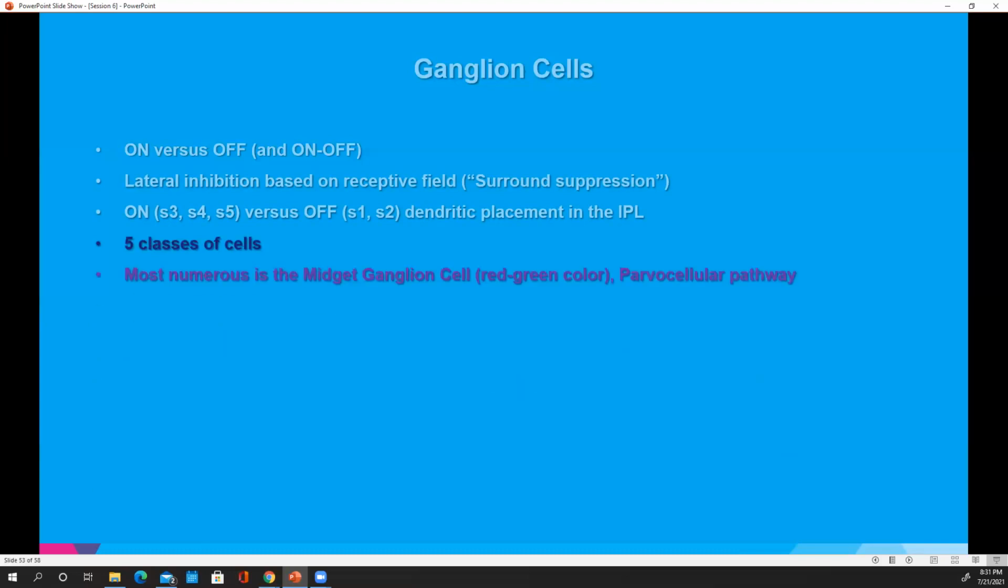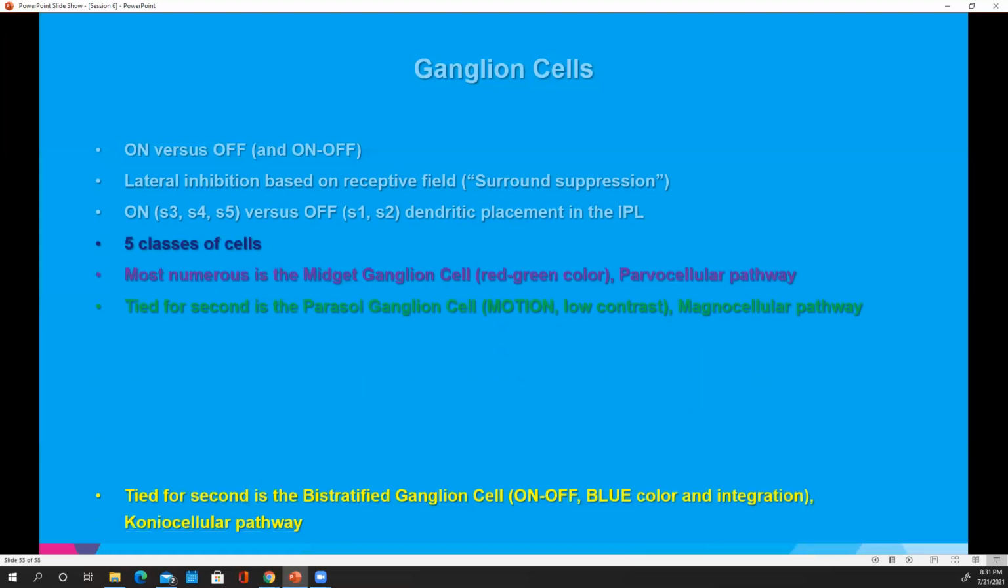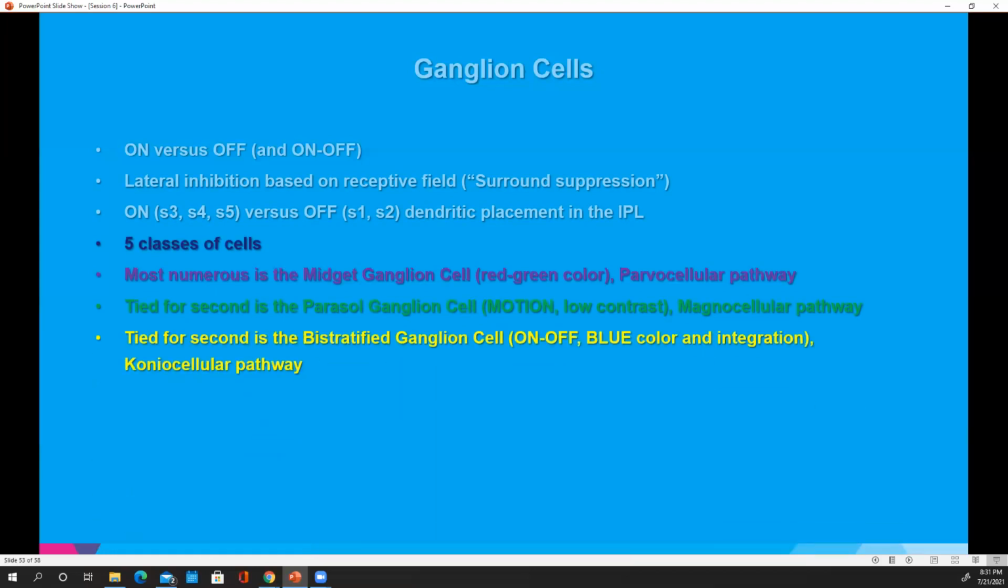Five classes of cells, going through it again. Most numerous is the midget ganglion cell. We're talking about the red-green color, the parvocellular pathway. We also call it P-type. The second, or I would argue the second most numerous, is the parasol ganglion cell, which is your M-type, which is motion, low contrast, magnocellular pathway. We're not talking about color vision here. We're talking about just low contrast, motion moving back and forth. Tied for second, or I put them third, is the bistratified ganglion cell, which is on off, no surround, very large receptive field, blue color, weird integration, like proprioception, kind of nebulous stuff, coniocellular pathway, K-type.